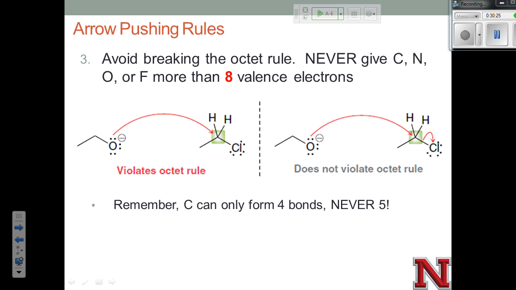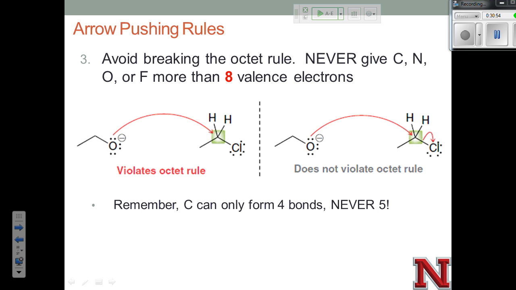Avoid breaking the octet rule. This breaks the octet rule because we're showing a new bond between oxygen and carbon. That means carbon's now going to have 10 electrons. But we're not showing another bond breaking. You must show another bond breaking if it needs to. So that would not happen. So we must show that chlorine taking those electrons for this to actually be the mechanism. So don't break the octet rule.